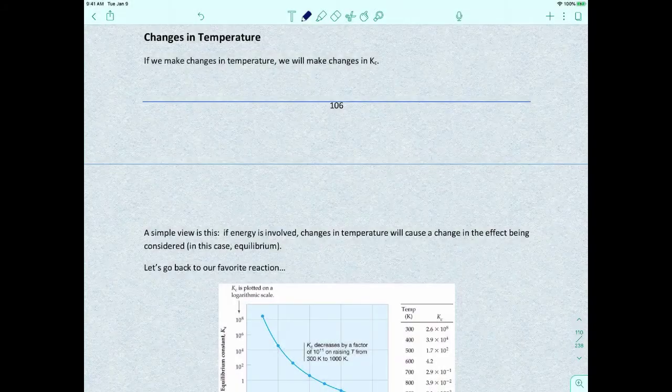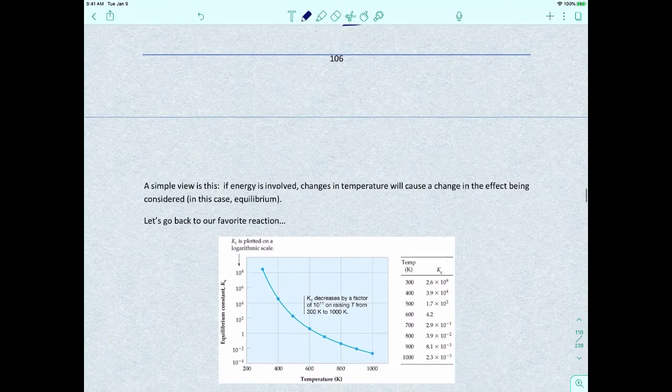So the examples we've looked at so far, changing the concentration, changing the pressure, and changing the volume, all of those will not change the overall equilibrium constant. Okay, so now let's take a look at the one thing that does change the equilibrium constant: temperature. If we make changes in temperature, we make changes in the equilibrium constant.